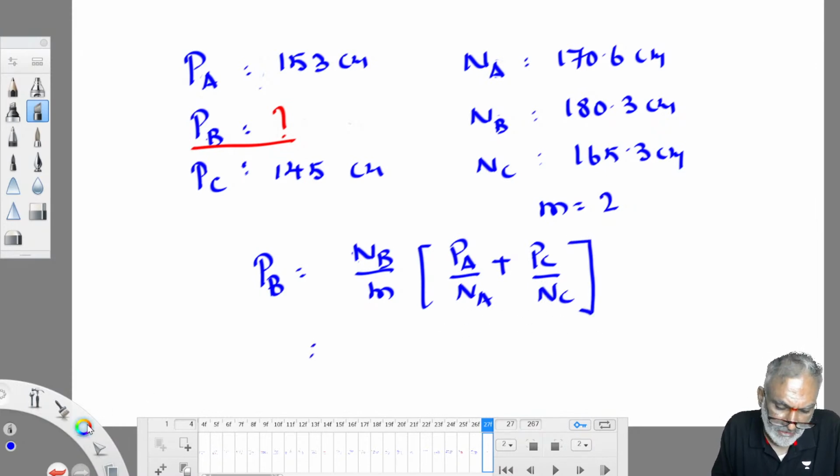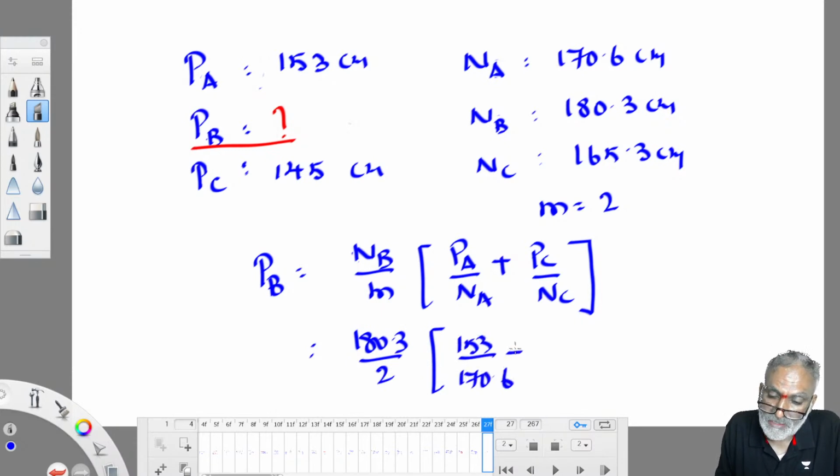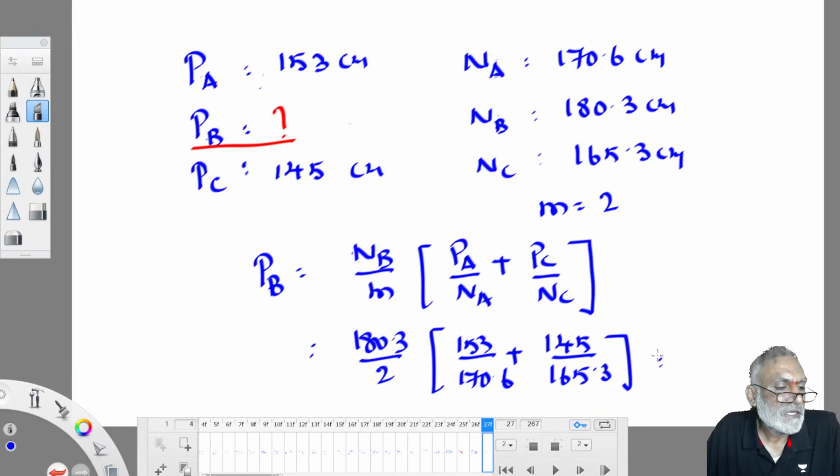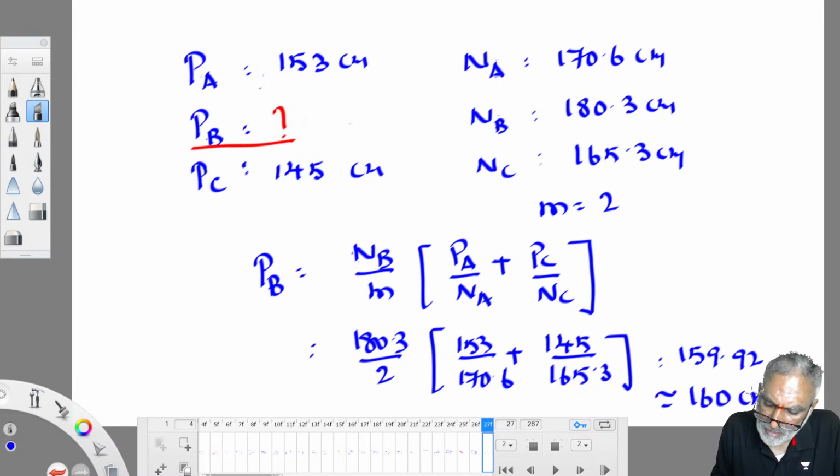Adjacent rain gauge station data I have to take inside. NB value is 180.3 by 2, PA by NA, so 153 by 170.6 and 145 by 165.3. So that was the missing rainfall, approximately, not exactly. Retrieval, going back and working out is impossible, but approximately you can guess. So 153 by 170.6 plus 145 by 165.3 into 180.3. Number of adjacent rain gauge stations are 2 only. So 2. It is 159.92 centimeter. Approximately, the answer is given as 160 centimeter.